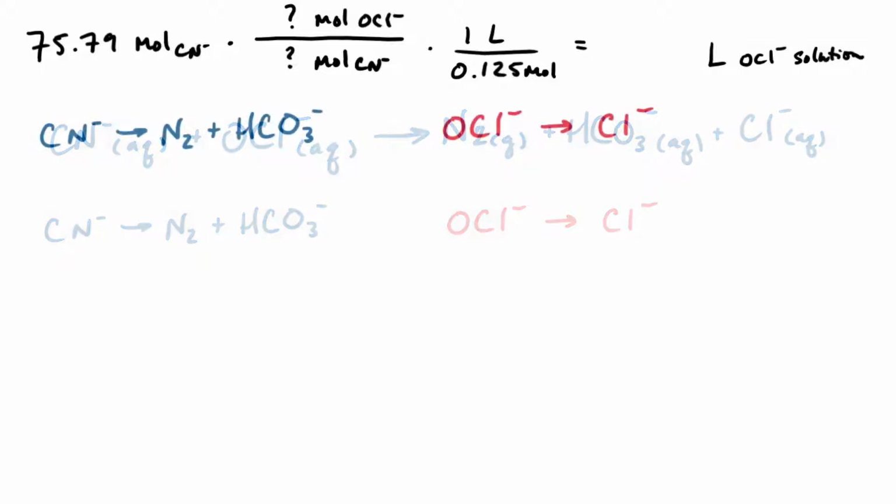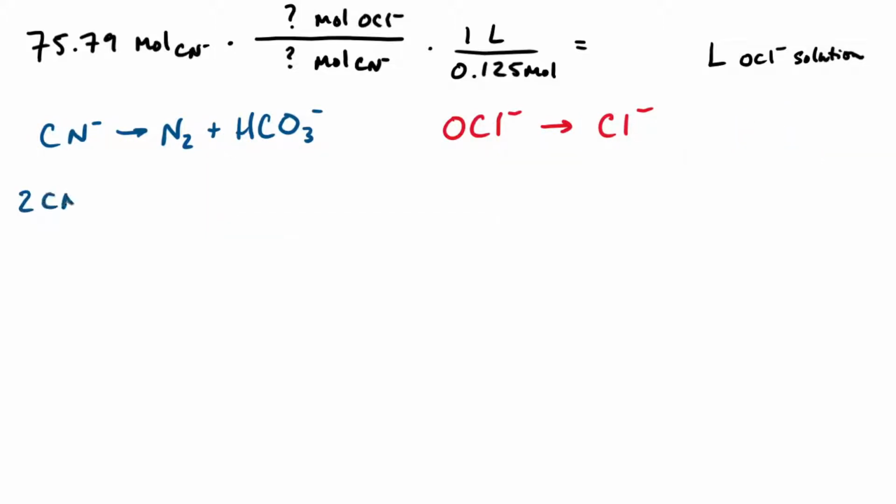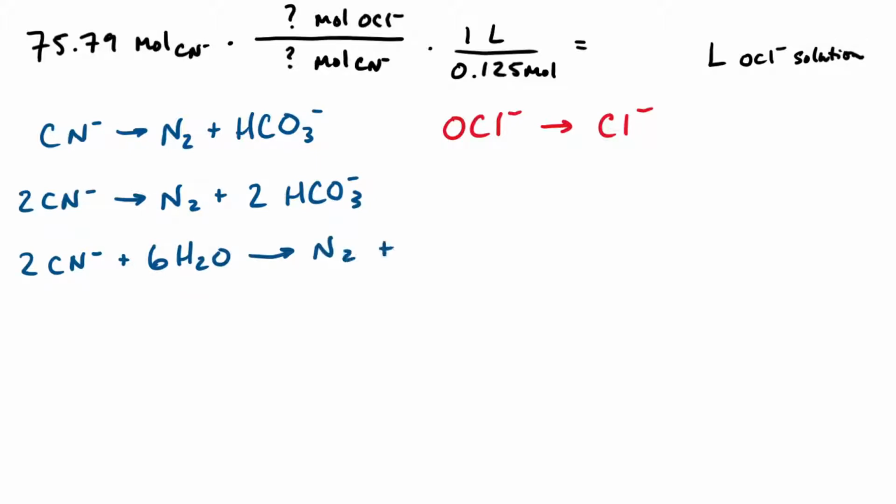Let's start with cyanide. We begin by balancing the atoms other than oxygen or hydrogen. Here we need an extra nitrogen, so we'll need to write 2 cyanide are converted into nitrogen gas and 2 bicarbonate. Next, we balance the oxygen by adding as many water molecules as we need, in this case 6.